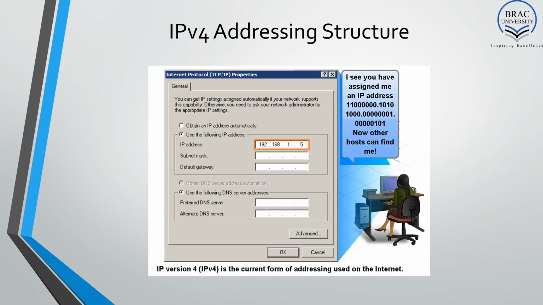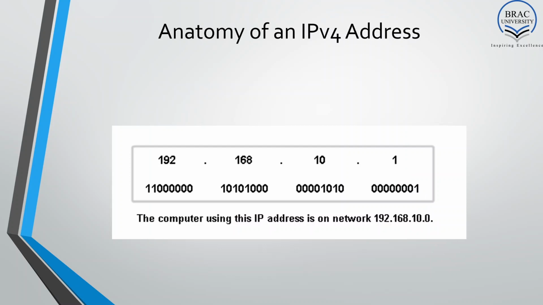In a computer we set this IP address by going to the network settings, and then setting the IPv4 properties as shown here. For example, 192.168.1.5, and then we have the subnet mask, default gateway, and so on. We're going to understand what they are soon.